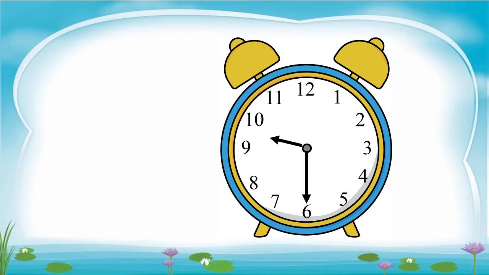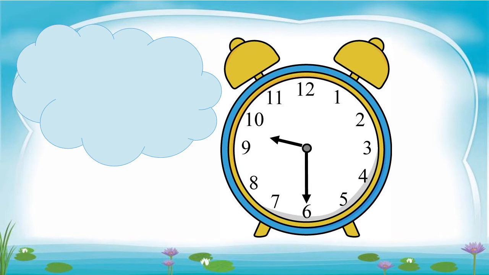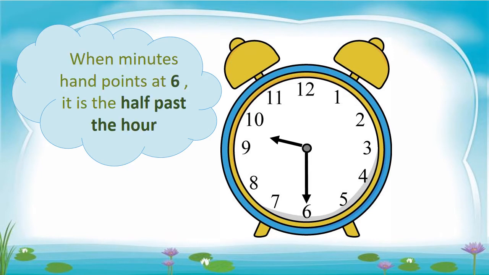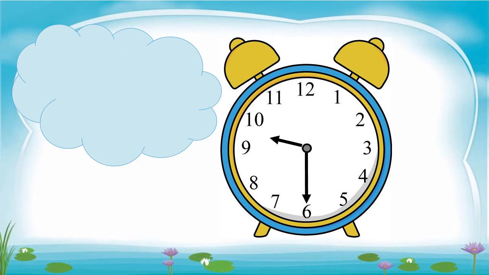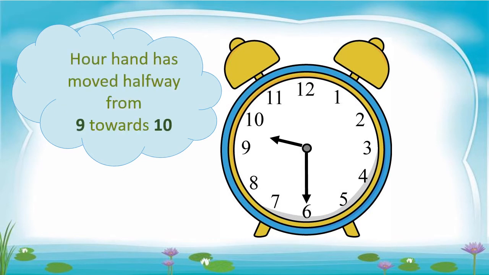Now here the minute hand points at 6. When the minute hand points at 6, it is half past the hour. When the hour hand moves halfway from 9 towards 10, it is half past 9.